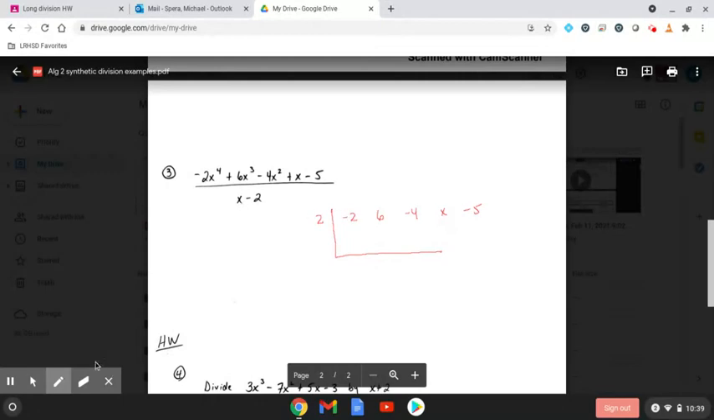Oops, I put an x. Sorry, guys. Not an x, but just a 1. So negative 2, positive 6, negative 4, 1, and negative 5. No placeholders, none needed. The 0 of x minus 2, which is positive 2, goes on the outside. We drop down the first term. We multiply, we add, we multiply, we add till we get to the end.